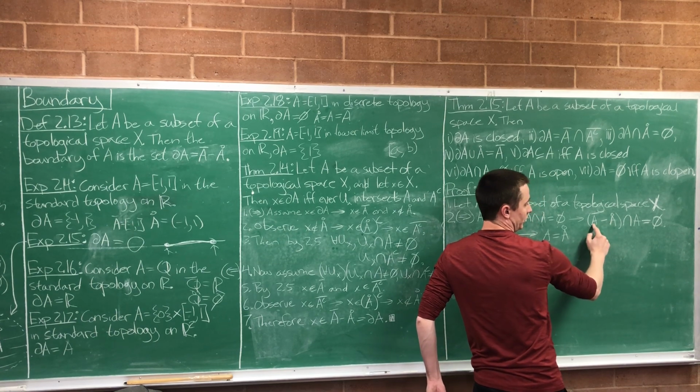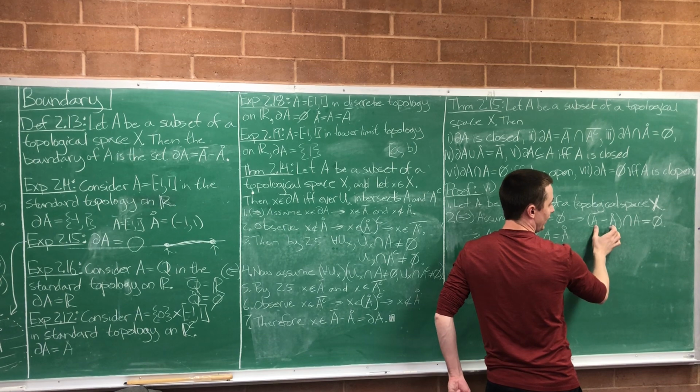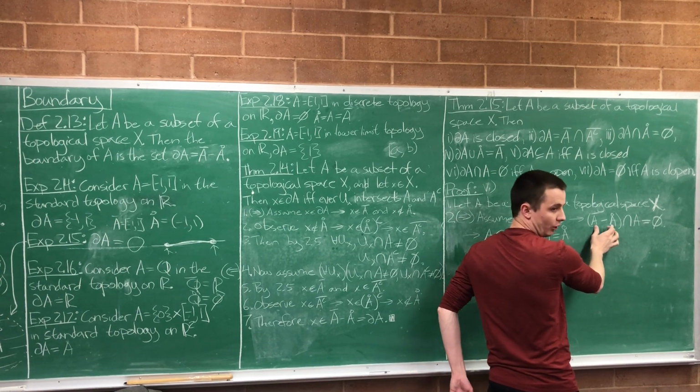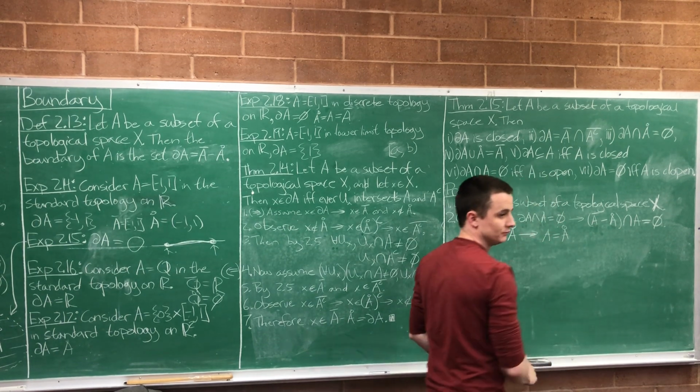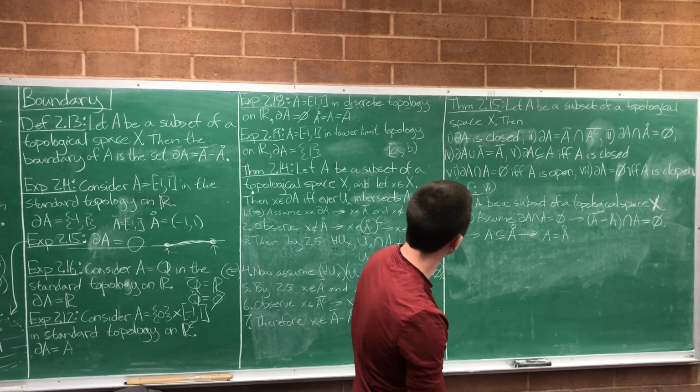Yeah, right. If we have a closure and we remove the interior, and now we don't have any points in A, we must have removed all the points in A. Make sense? Yeah.